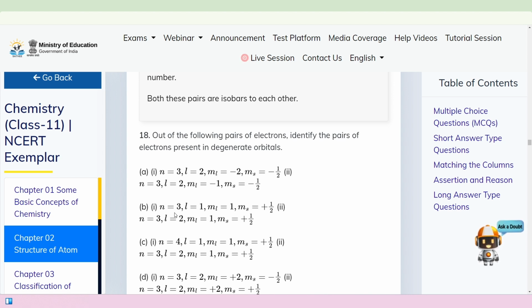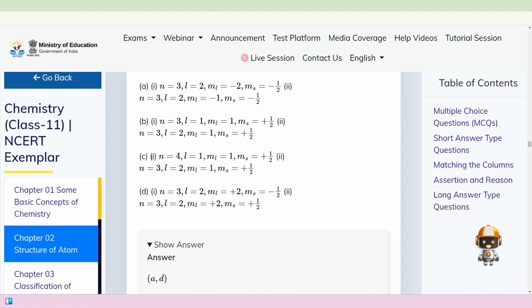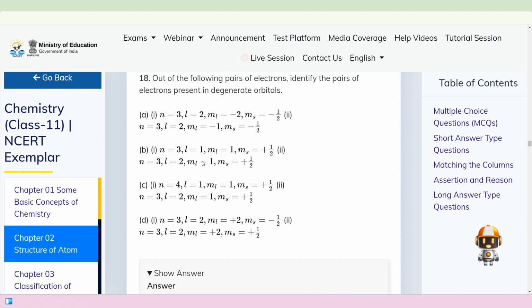What about the second one? Here the value of n is the same, but the value of l is different. So, of course, these orbitals have different energy. Again I am saying, degenerate means same energy. Since the l value is different, the orbitals will not have the same energy. What about C? The n value is different, so of course this will have a different energy value. Clear?